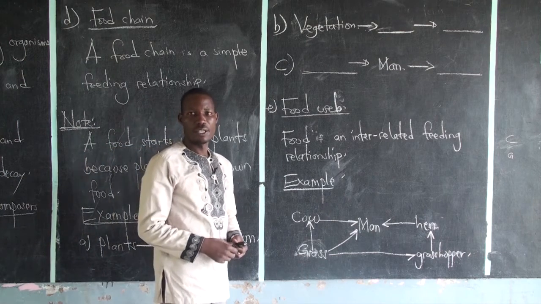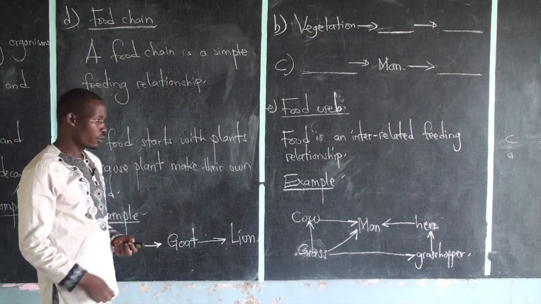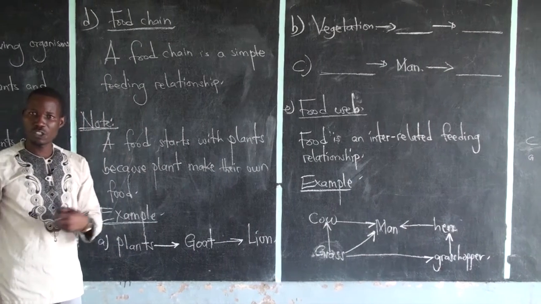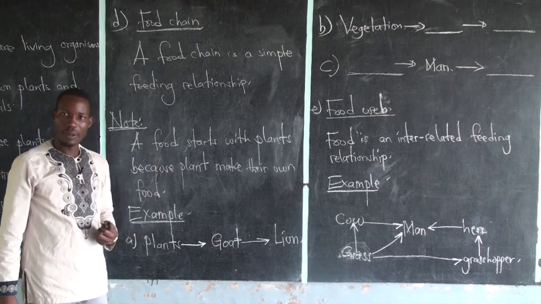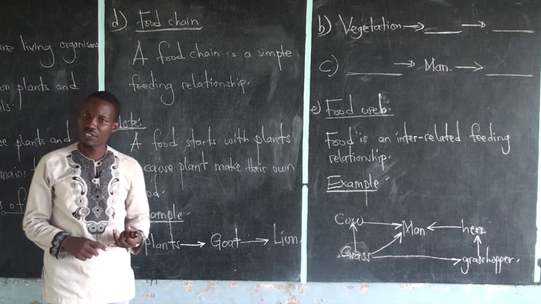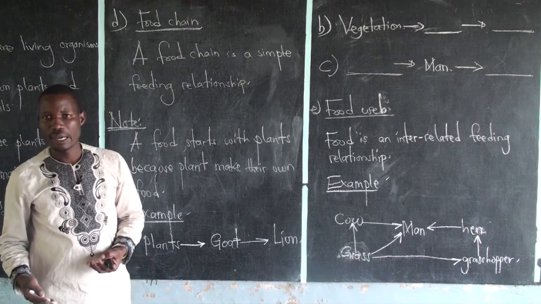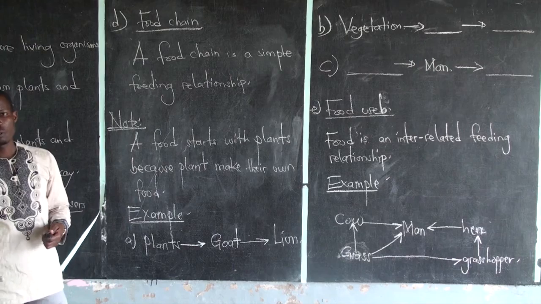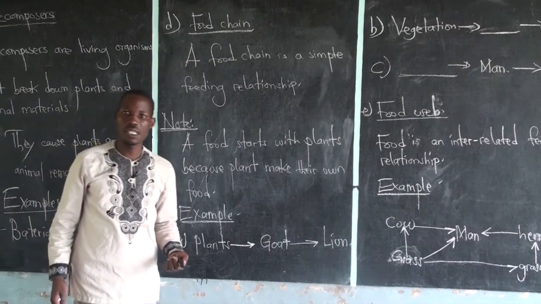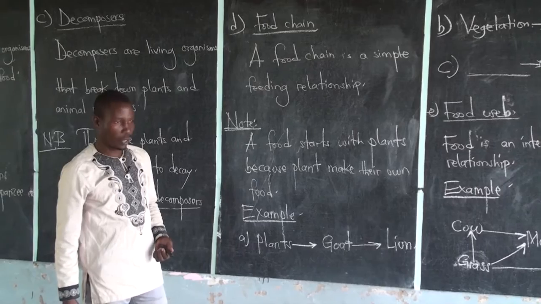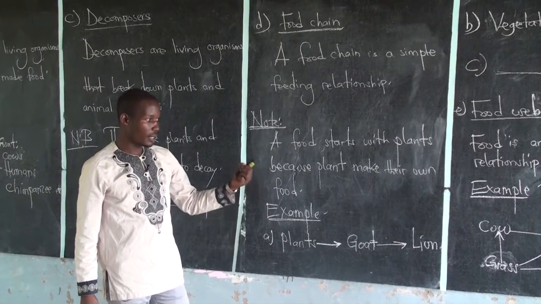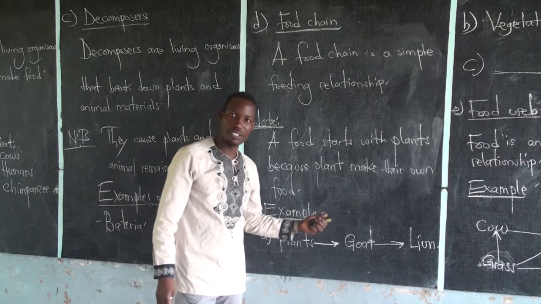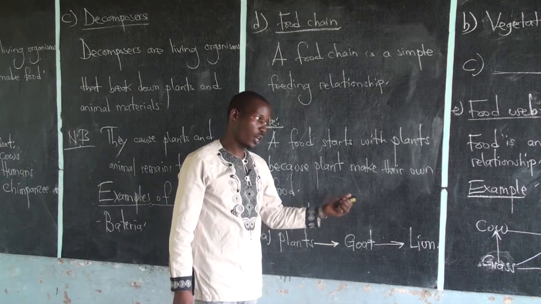So for this lesson, we have covered common terms used in interdependence. We began with producers, and then we went to consumers. From there, we went to decomposers. From decomposers, we went to the food chain, and then came to the food web. So we can end here for our lesson, but we will be having different activities and different questions as we move on.